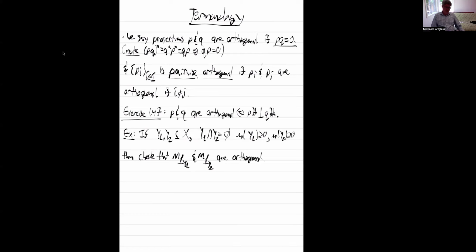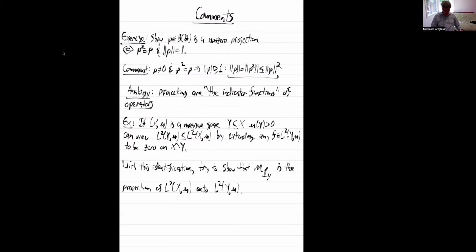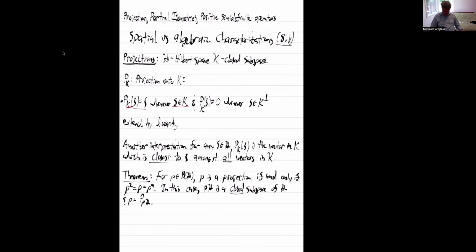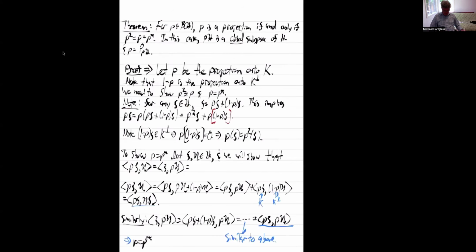Okay, so I hope these examples are helpful. The main takeaway, of course, going back, is this algebraic characterization of being a projection, namely that you are self-adjoint and you square to yourself, and that alone will actually get you the space that you are the projection onto. All right, more will be coming.